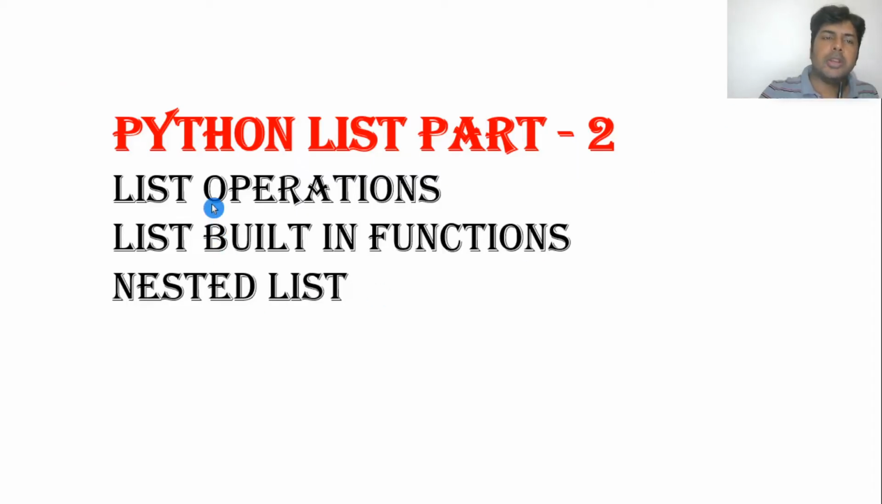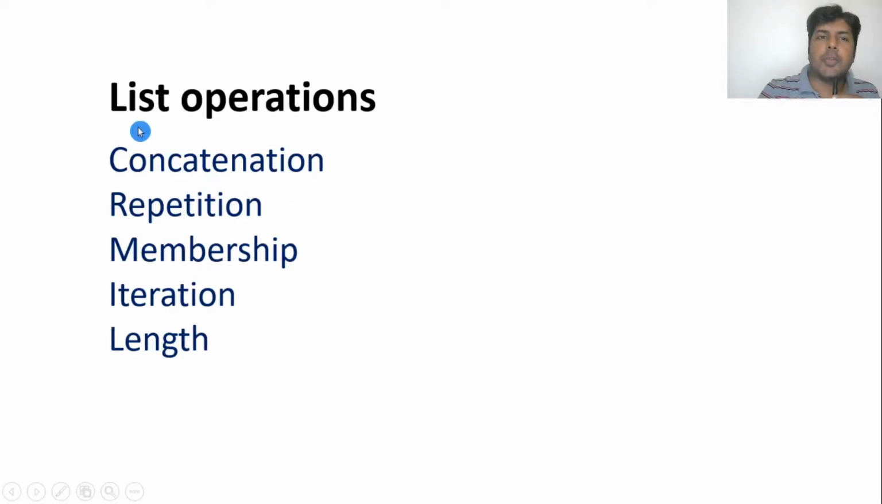Coming back to our topic, let us start first with the list operations. So what are the list operations we have? They are concatenation operation, repetition operation, membership operation, iteration, and len. So let us start first with the concatenation operation.